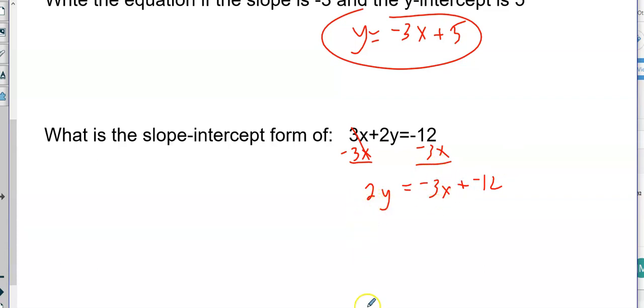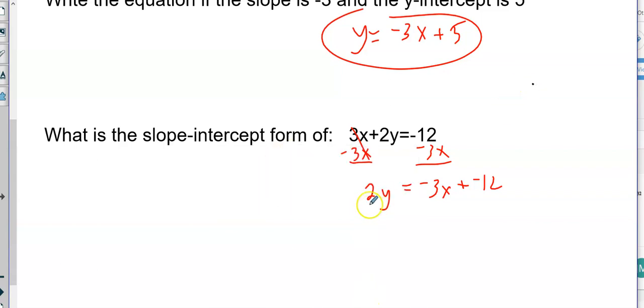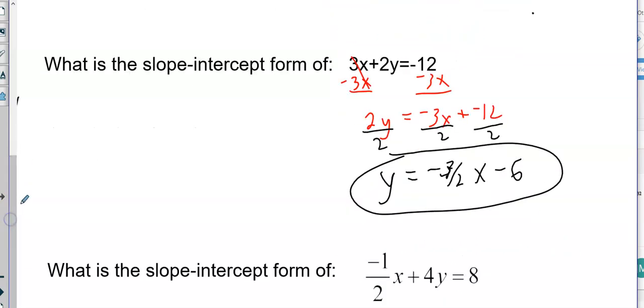Also, when I divide by 2, I'm going to be very careful to divide every term by 2. So divide this by 2 and divide this by 2. It actually helps you cancel a lot easier. So this would be -3/2 x minus 6. And you can see it looks in the right form there. Minus 6 is in slope-intercept form. Got it. So just solve that equation for y would be the way to go there.